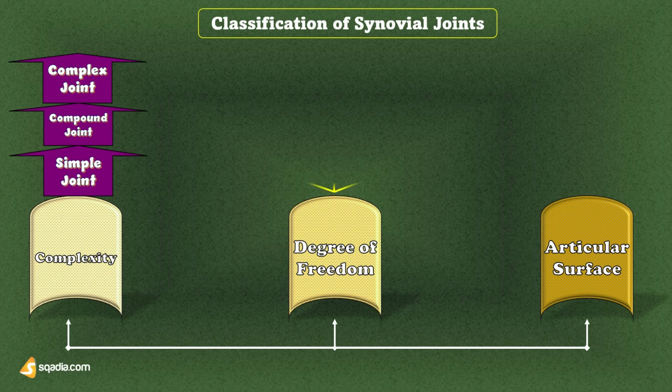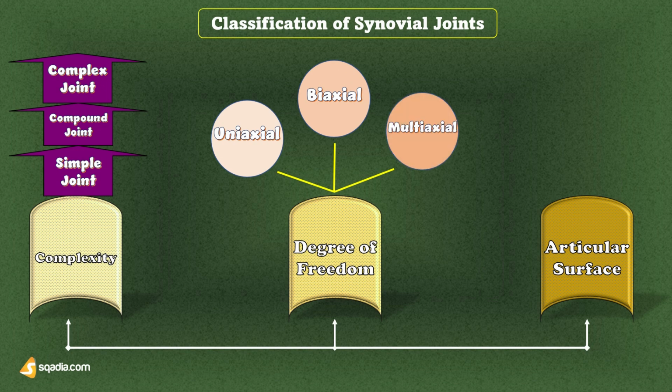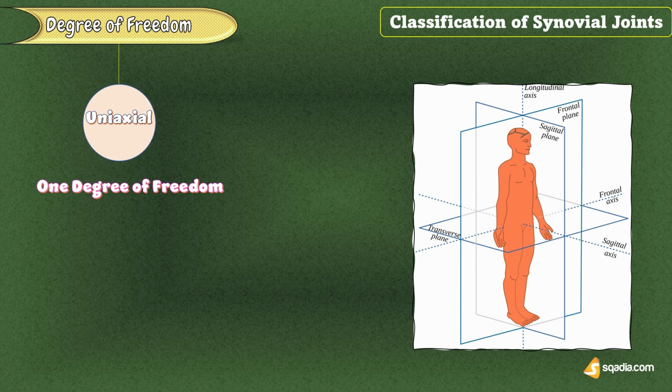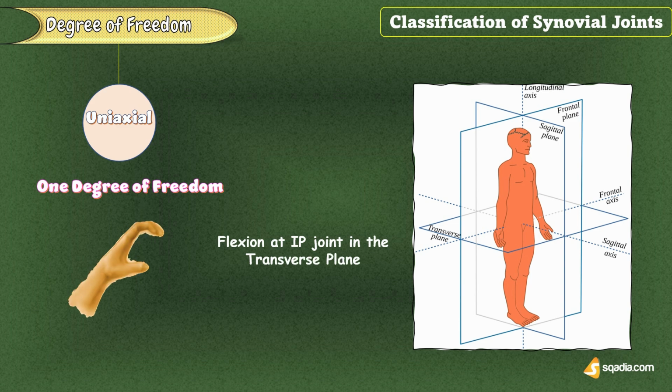Now, according to the degree of freedom of movement, synovial joints can be uniaxial, biaxial, and multiaxial joints. The uniaxial synovial joints have only one degree of freedom, meaning that the movement is limited to rotation around the principal axis of the body. An example is the flexion and extension at an interphalangeal joint in the transverse axis.